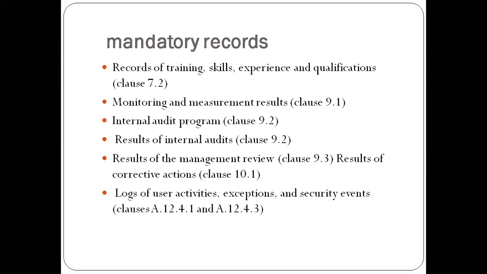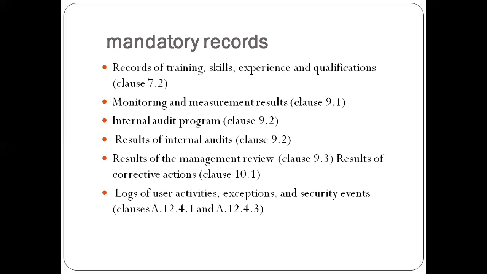Clause 9.2 is the internal audit program. Show us evidence that you have your internal audits, that they have an internal audit program for the ISMS. Clause 9.2 also covers the result of internal audit. Show us proof that yes, your internal audit has audited clause 4, this is the result. They have audited clause 5, this is the result. They have audited clause 10, this is the result. So those results must be kept. Of course, that will be in the form of audit reports.